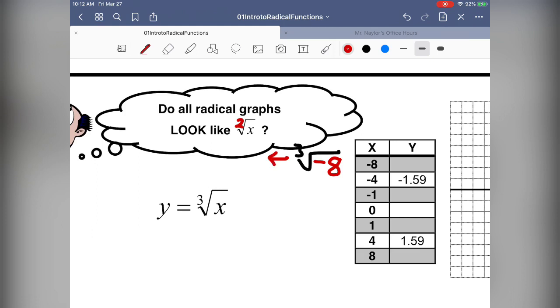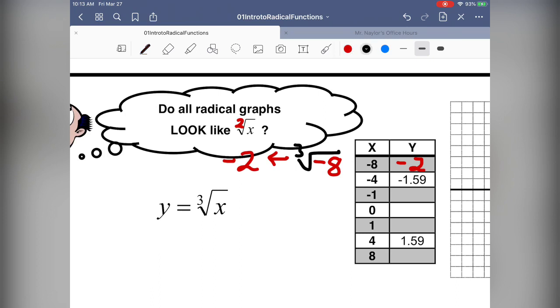Well, yes, there are 3 numbers that multiply to be negative 8. It would be negative 2 times negative 2 times negative 2. If you think about those 3 negative 2's, they indeed would come out to be negative 8. You can also do the cube root of negative 4 is a decimal, but 3 negative 1.59, 3 of those are going to come out to be negative 4.